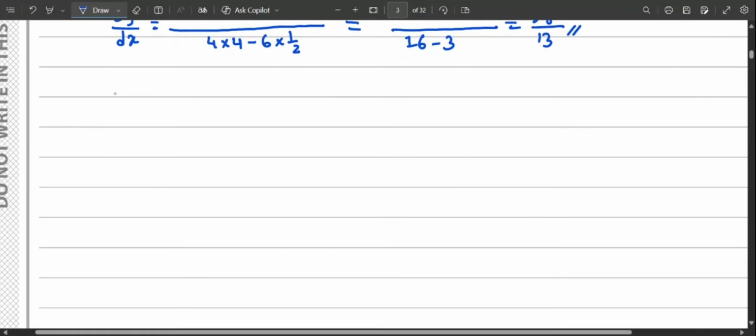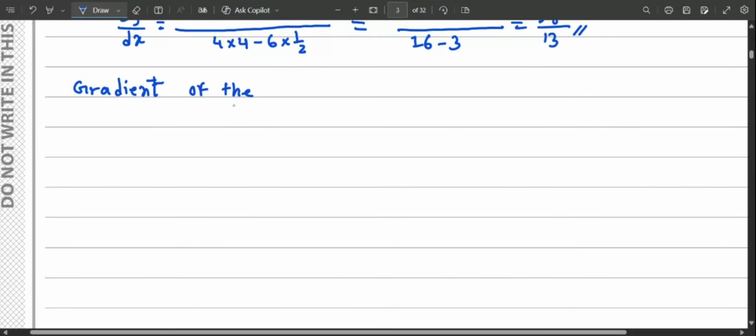Now for the gradient of the tangent, we know that it is a property of the tangent that it is parallel to the curve at the point that it is situated on. So we know that the gradient of the tangent is equal to the gradient of the curve at that point. So the gradient of the tangent at point P will be equal to the gradient of the curve at point P. So the gradient of the tangent is equal to 38 by 13, same as the gradient of the curve.